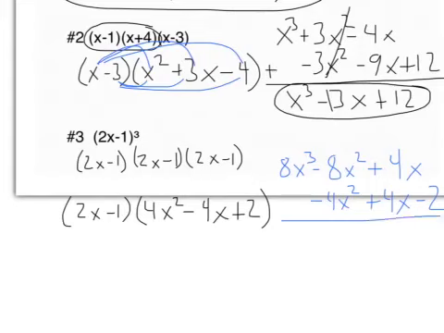So now I'm going to add my like terms together. I get 8x cubed minus 12x squared plus 8x minus 2. And that's my final answer.